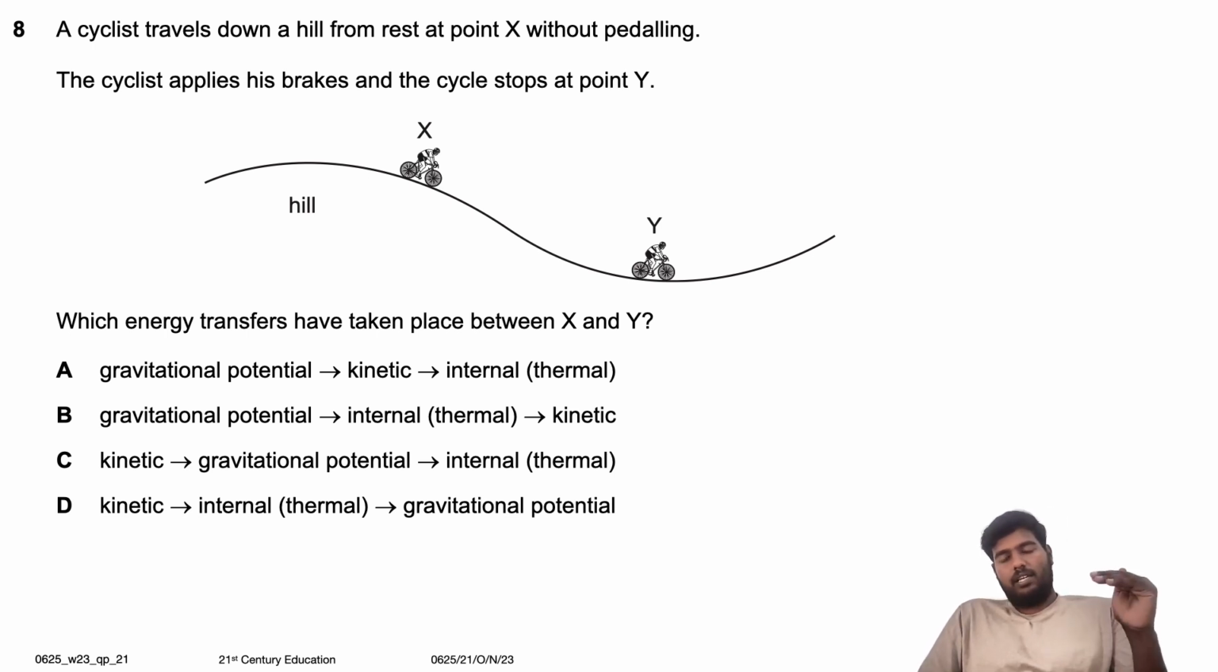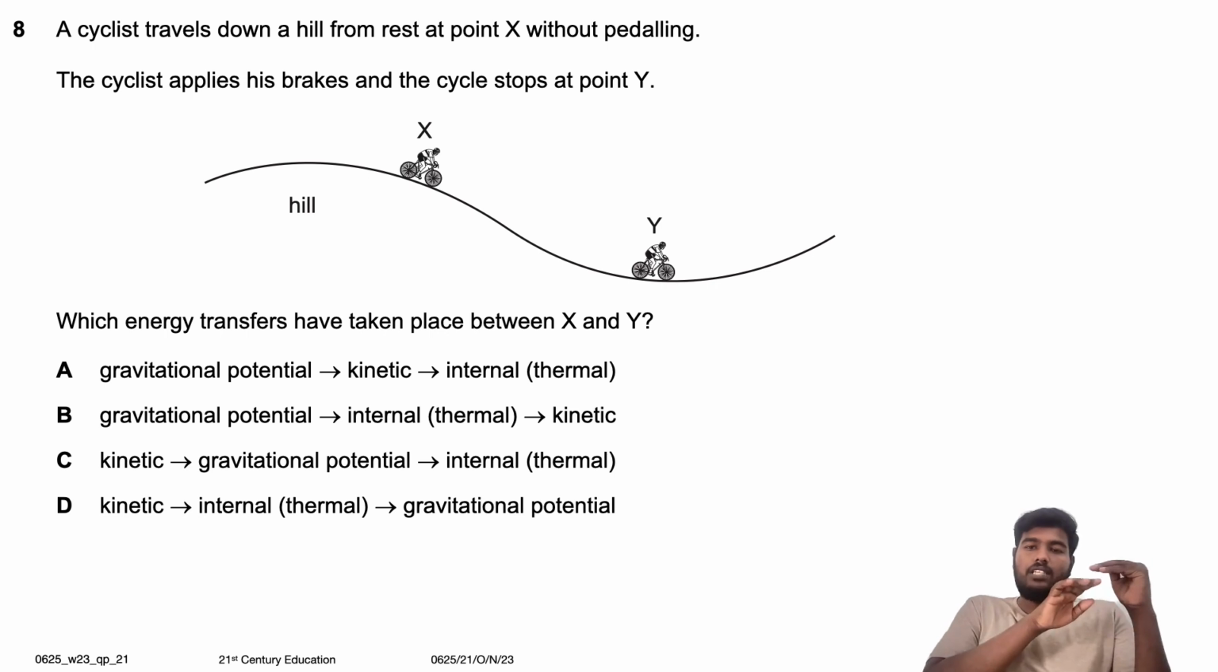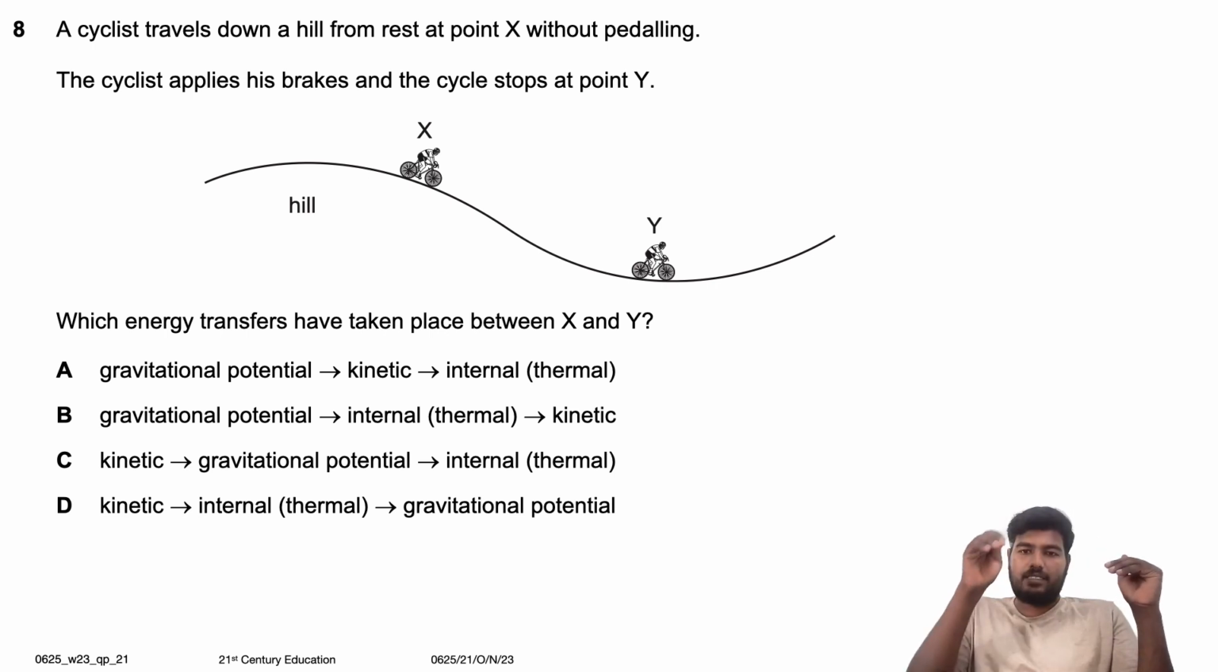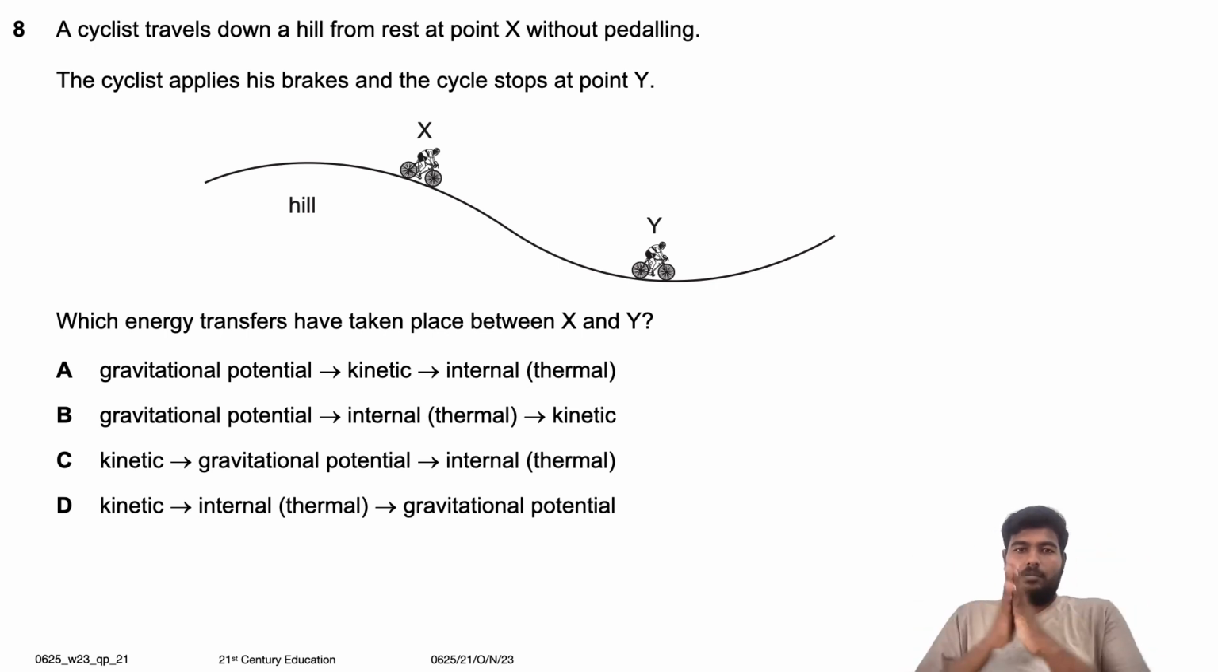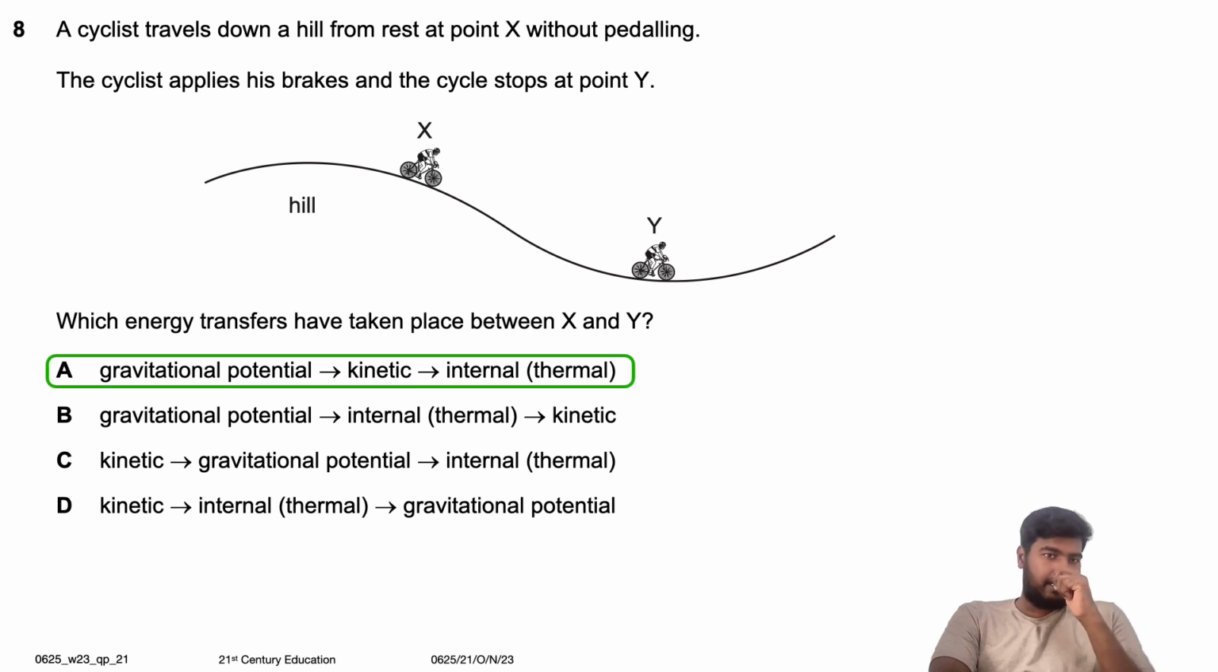Okay, so initially he is uphill, at the top, so he has gravitational potential energy, and then this potential energy is converted into kinetic energy as he is sliding down. And when he applies the brake, thermal energy, internal energy, is produced by the friction between the braking pads and the wheel. So gravitational potential to kinetic to thermal. We have an option like that. Yes, A. That's the right answer.